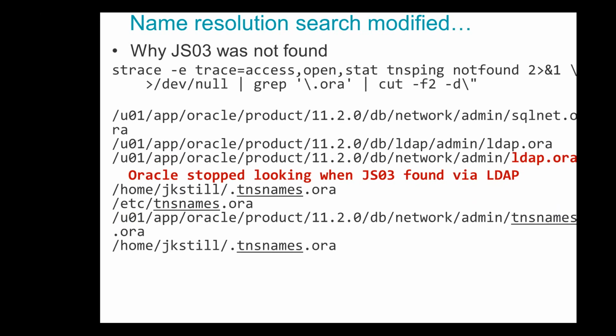So here's why JSO3 was not found locally, and you probably have already guessed by now what happened. When we do an strace to find out which files were considered in what order, we see sqlnet.ora was opened and then LDAP.ora. Oracle was able to resolve that name via LDAP, and it stopped looking. Regardless of what other files it might be found in, it didn't take them into consideration because it found it via LDAP.